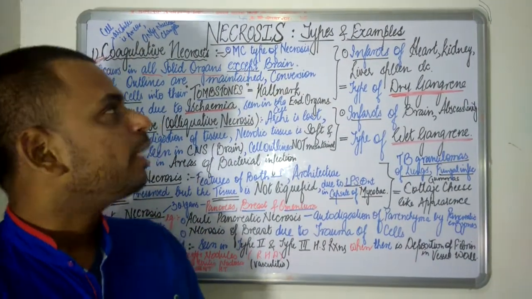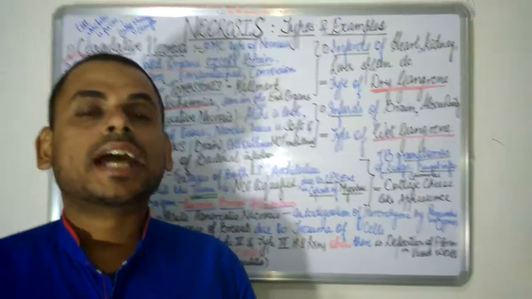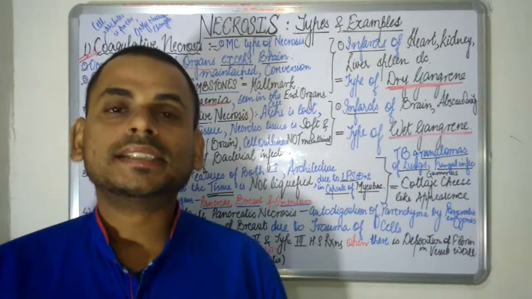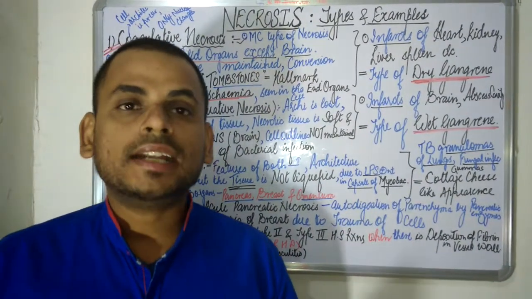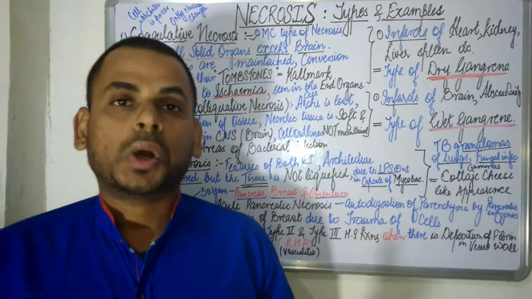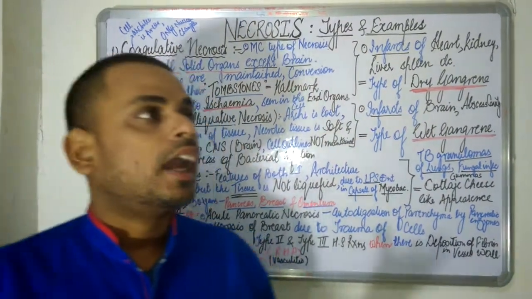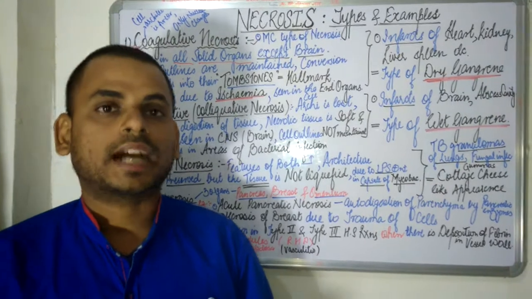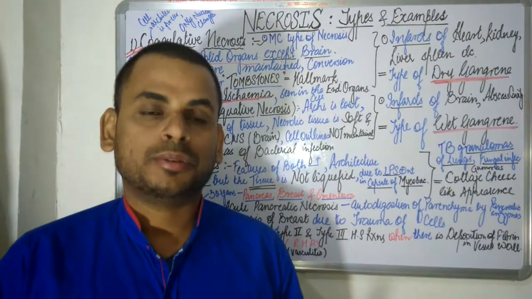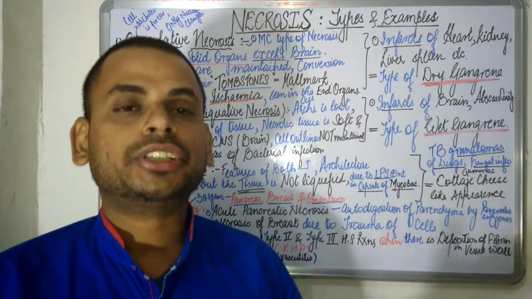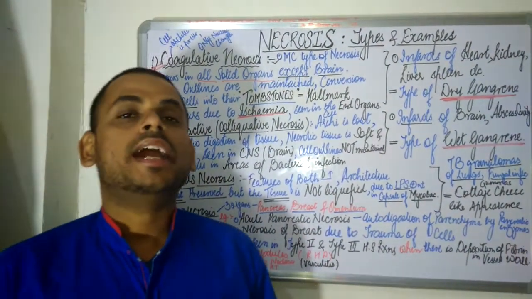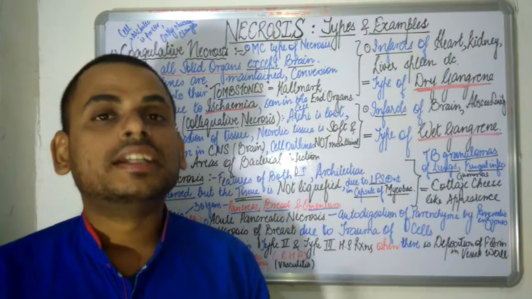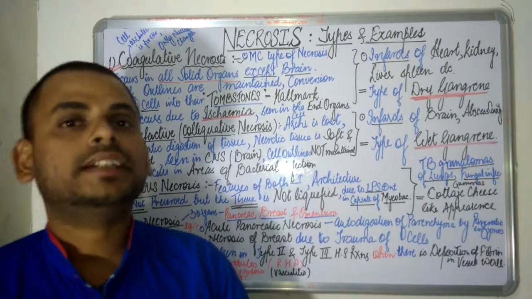So today the topic of my discussion will be about necrosis, its types and examples. Just a brief definition of what necrosis actually is. Necrosis is a form of cell death which occurs in pathological or diseased organs. Whenever there is an irreversible cellular injury, the process of necrosis occurs, and it is a passive cell death process. Here no gene expression is required, no protein synthesis is required. It is a passive form of cell death which occurs whenever the cell is exposed to irreversible cellular injury.